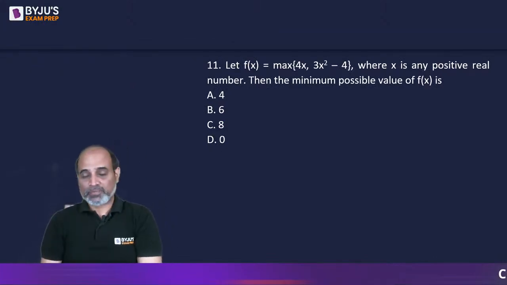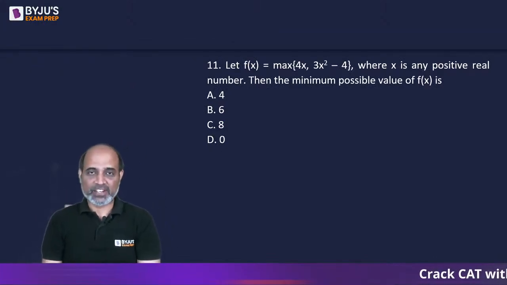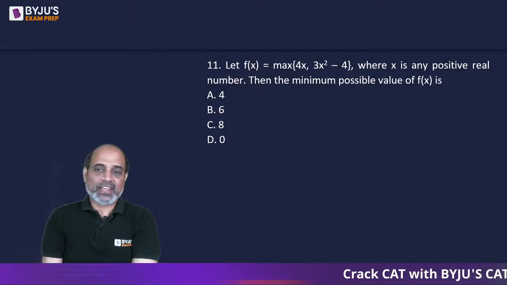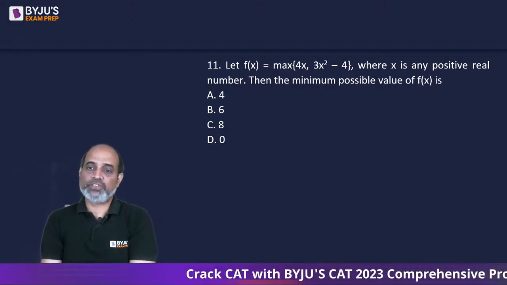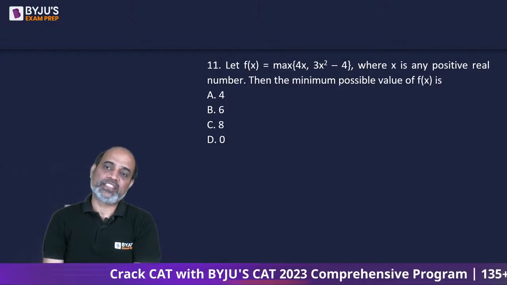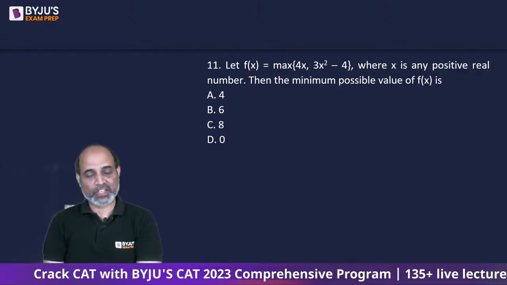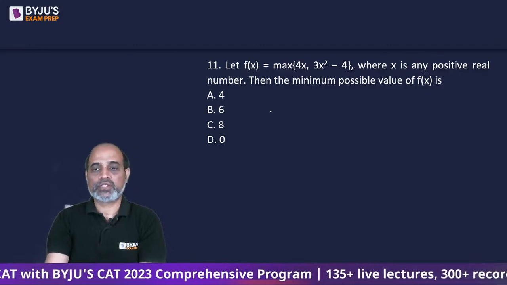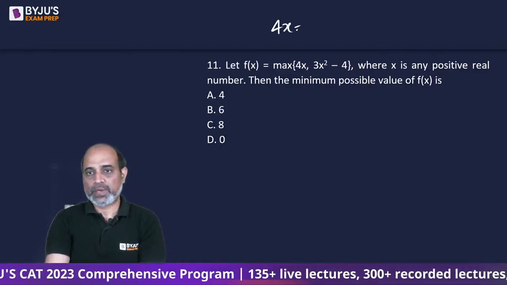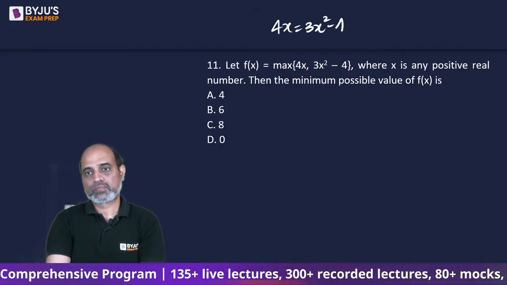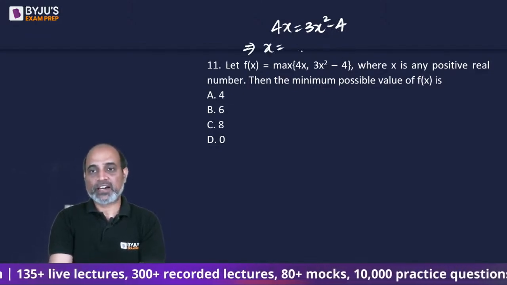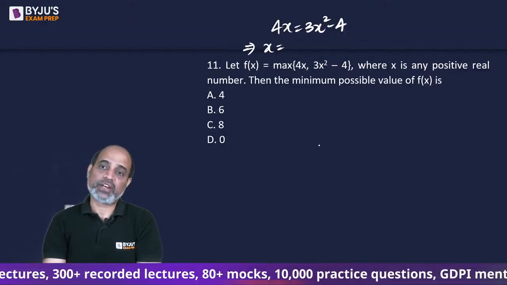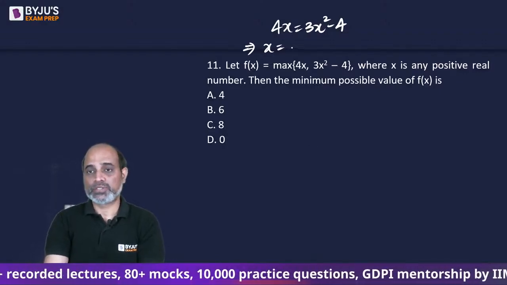So simple calculation mistake. 16 is 8 plus 8, not 8 plus 4. Okay, anyways. f of x is equal to max of 4x and 3x square minus 4, where x is any positive real number. Find the minimum possible value of f of x. What do you do in such questions is, you first of all equate, and then you find the value or values of x where they are going to be the same.